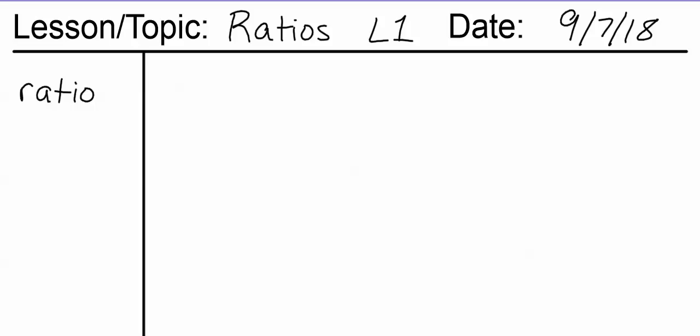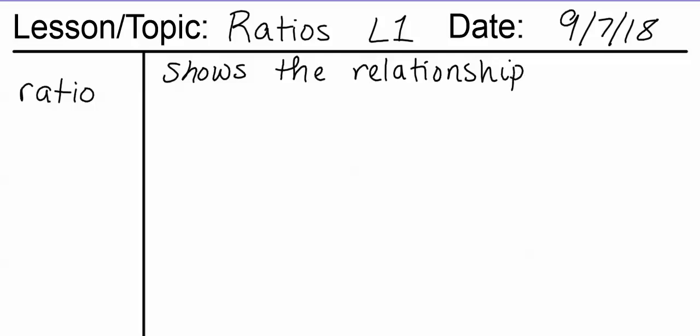It is. It's a comparison of two numbers. It shows the relationship of two quantities. So let's write this down. Shows the relationship of two quantities. So again, if I'm writing it up here on the board, you're expected to write it in your notebook as well.